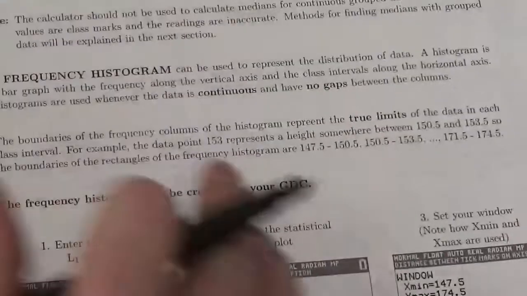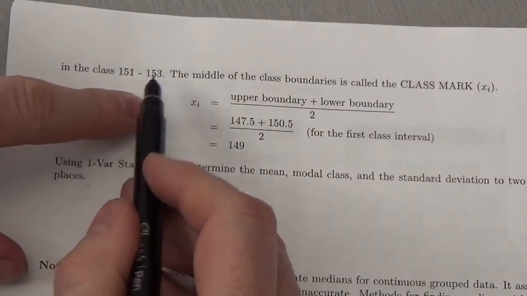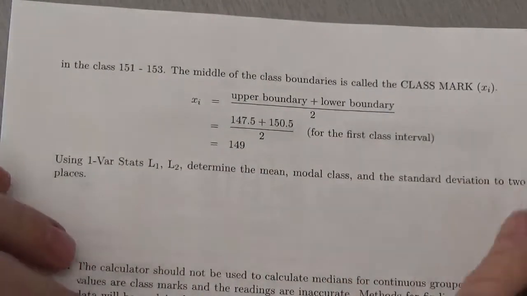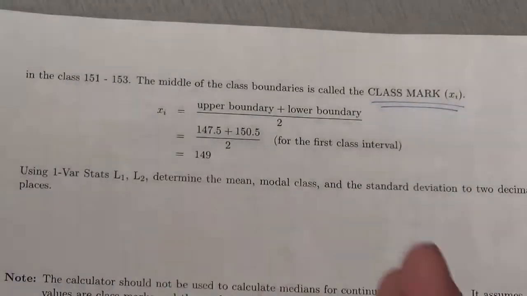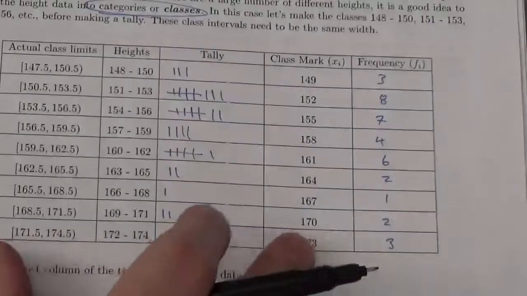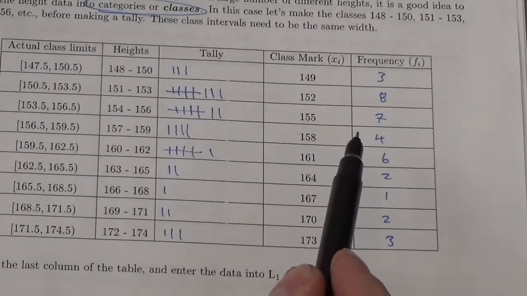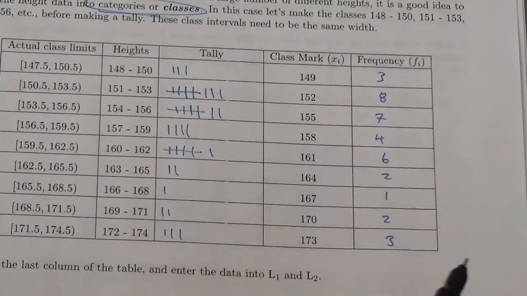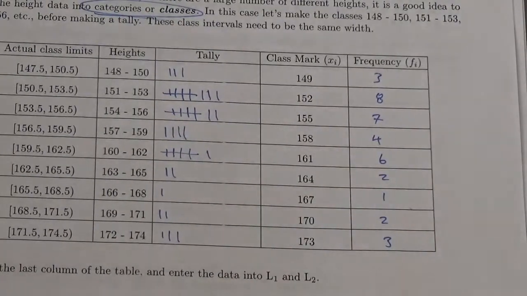Now, in the class 151 to 153, we're going to use what we call a class mark to represent that interval. In a sense, we're going to assume that all 4 people there have a height of 158 centimeters. Now that's not true. But this just gives us a way of talking about the distribution of heights in that group.